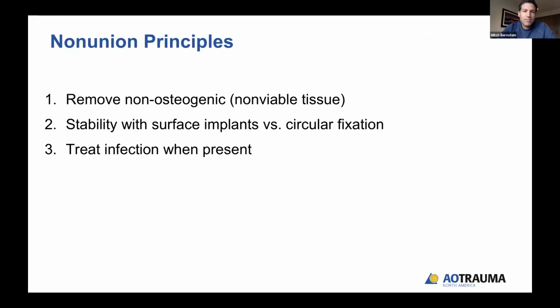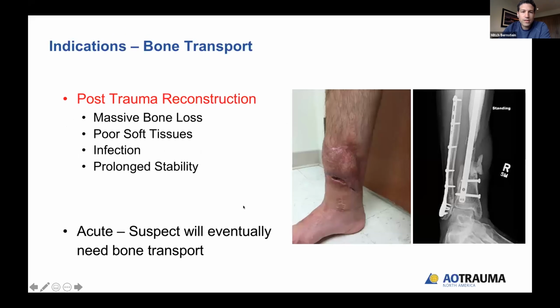And if you just add some non-union principles when treating patients, you want to remove non-osteogenic tissue or non-viable tissue. So for example, in a hypertrophic non-union, the tissue in there would be considered osteogenic. So you can argue you don't need a formal debridement of that non-union site. And stability: are you going to achieve stability with new surface implants? And if so, is that an issue with infection? Or do you need stability with a circular fixator or another type of external device? And of course, treat infection when present.